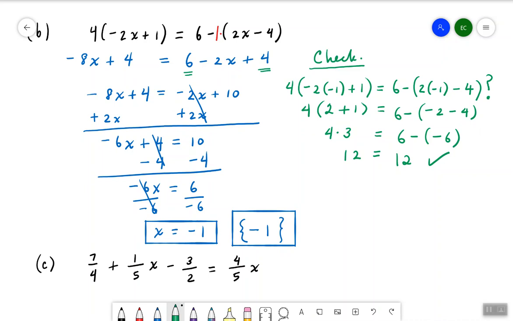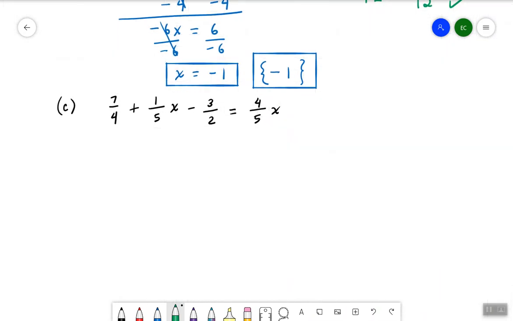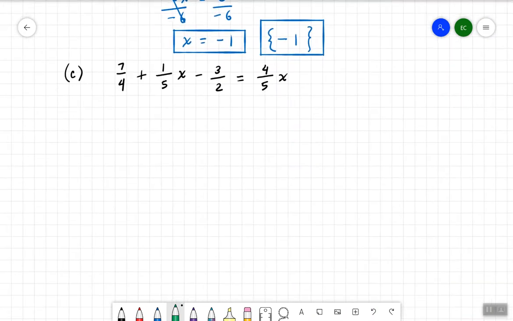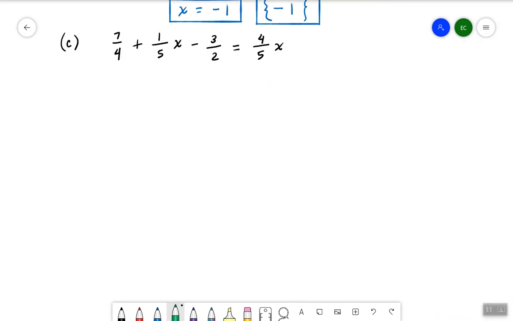Okay, so in this second example, the new idea was the distributive property here to deal with parentheses. One more example in this first video, and now the new idea is fractions. So have a look at this new equation. If you think you know how to solve it, pause the video and give it a try.